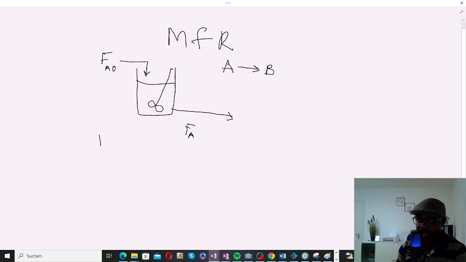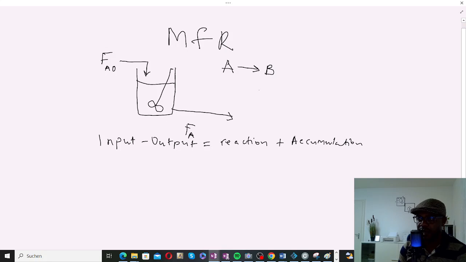So we'll say that our input minus our output is equal to what we are generating by reaction. Okay, what is being created because of reaction, plus what is accumulating inside the system. What is accumulating? That is the accumulation inside the system.